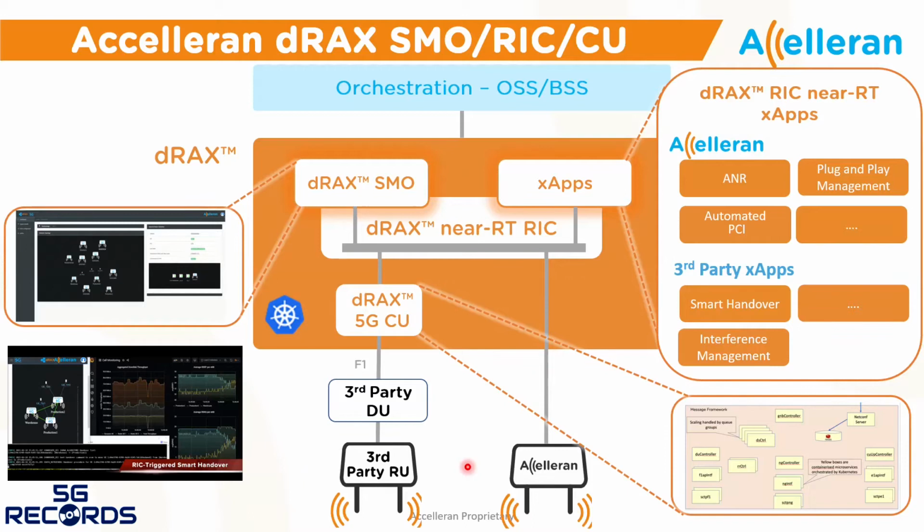dRAX can not only manage 5G components and an ecosystem of third-party DUs used in 5G, but also, in 4G, the Accelleran small cells.